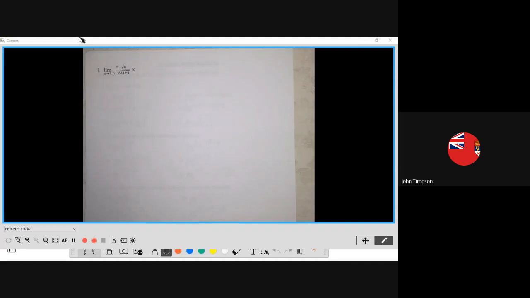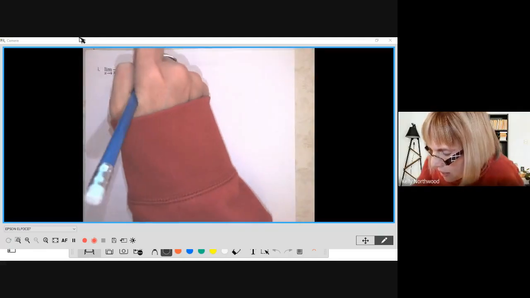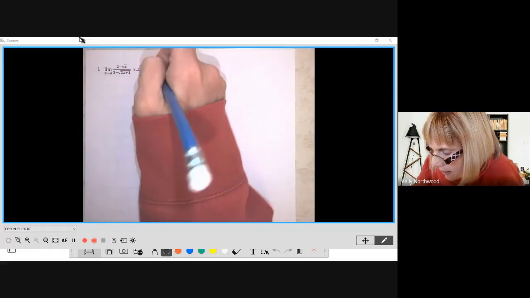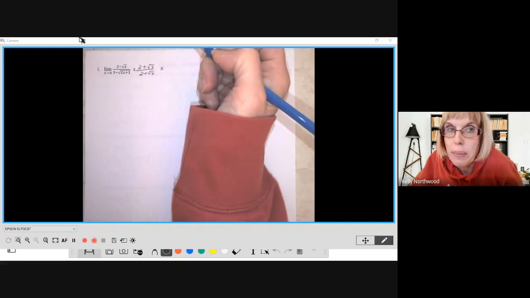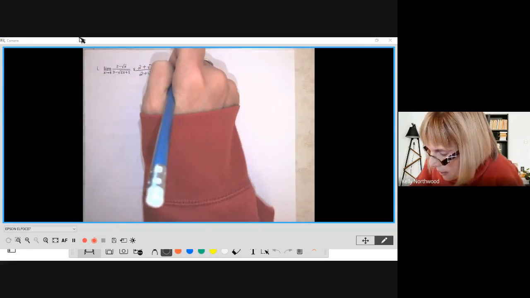Let's rationalize this one. Okay, so I'm going to first rationalize the numerator. We're going to do a double rationalization here. And then I'm going to rationalize the denominator.